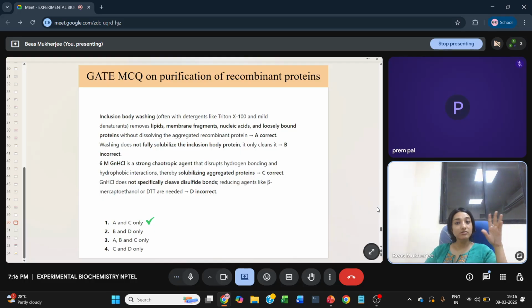Guanidine chloride does not specifically cleave disulfide bonds. Reducing agents such as beta-mercaptoethanol or DTT are needed. So that means the disulfide option was incorrect. What about B? B is also incorrect because washing does not fully solubilize the protein, while guanidine chloride is what was used for solubilizing the protein. So both A and C are correct and the other options are wrong.